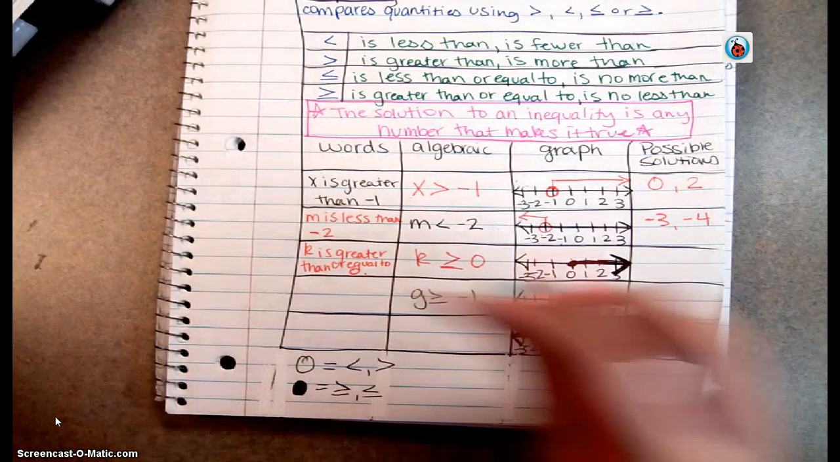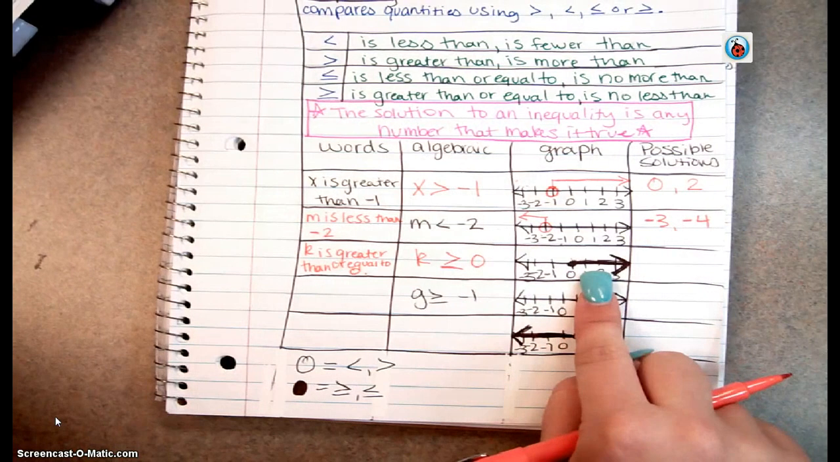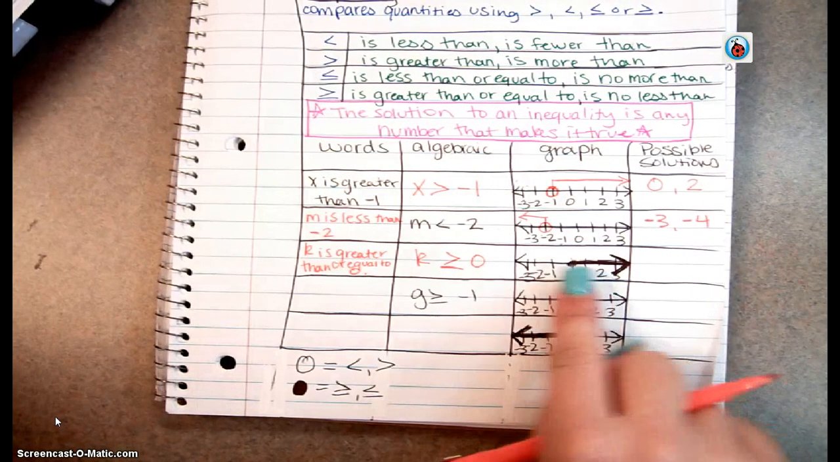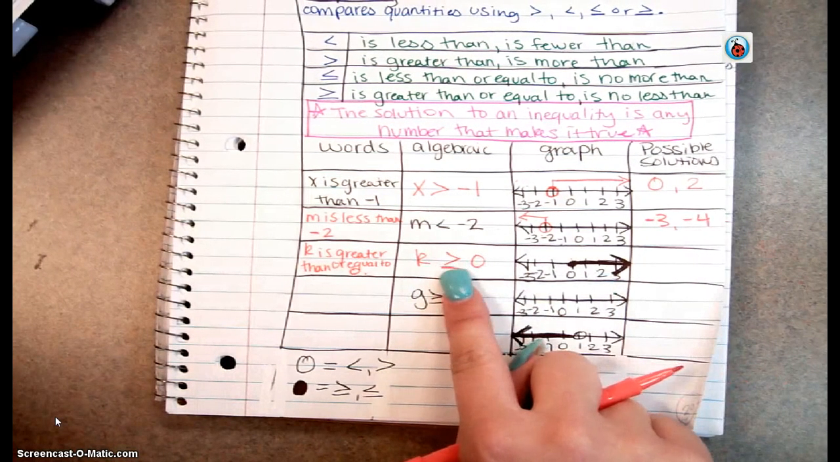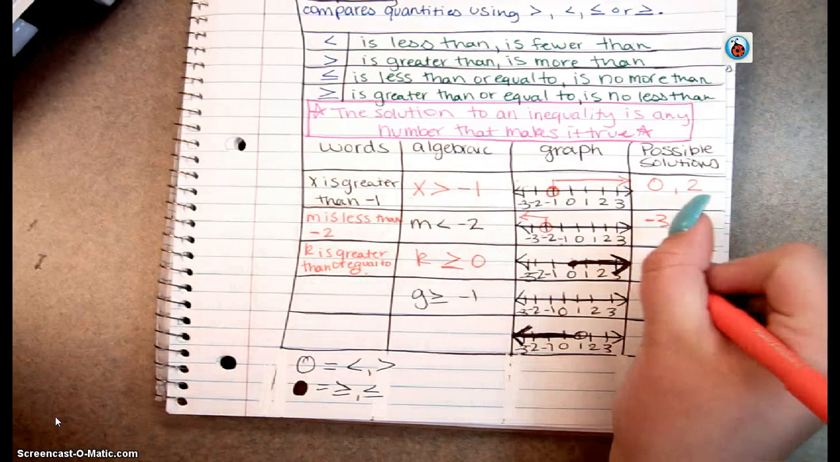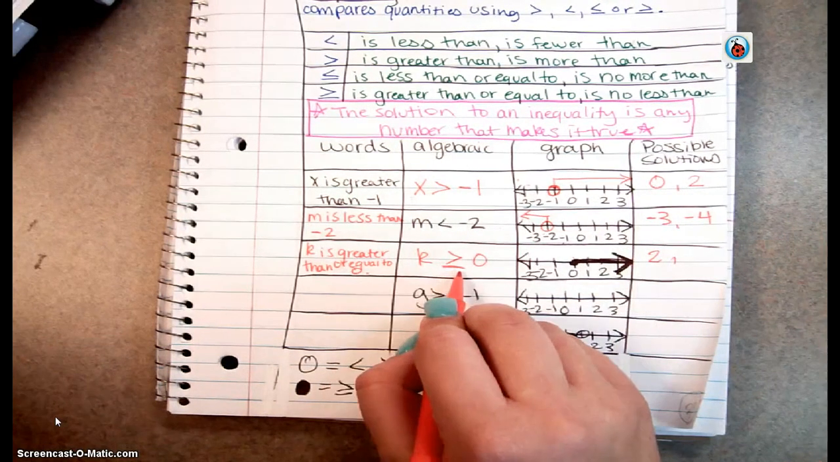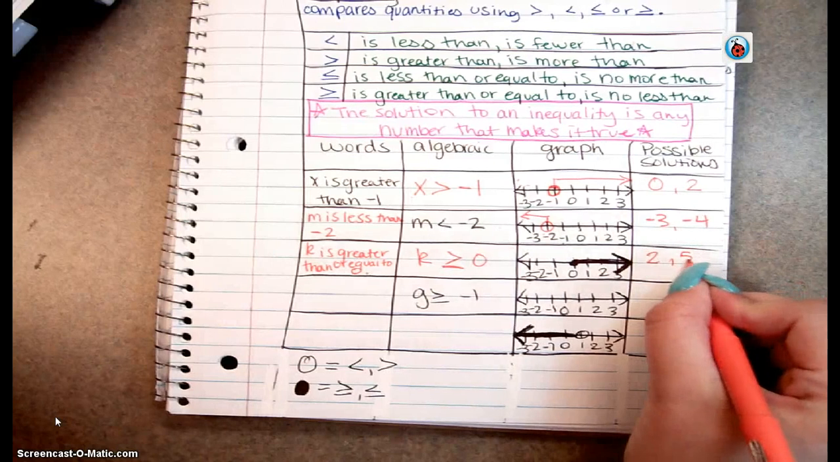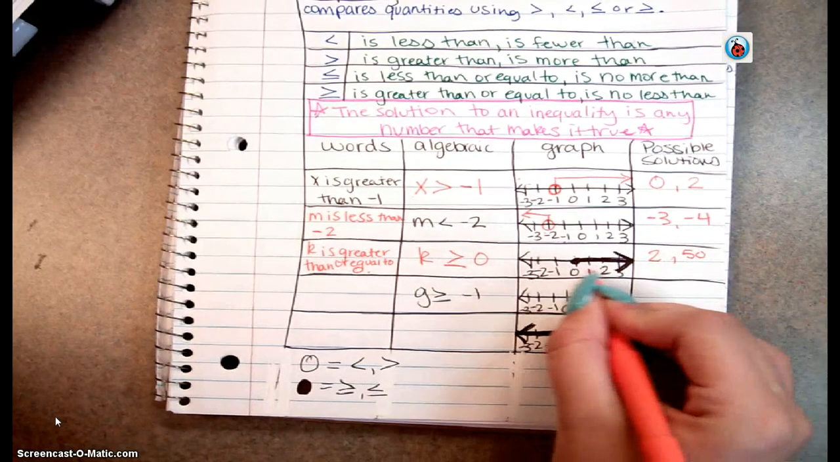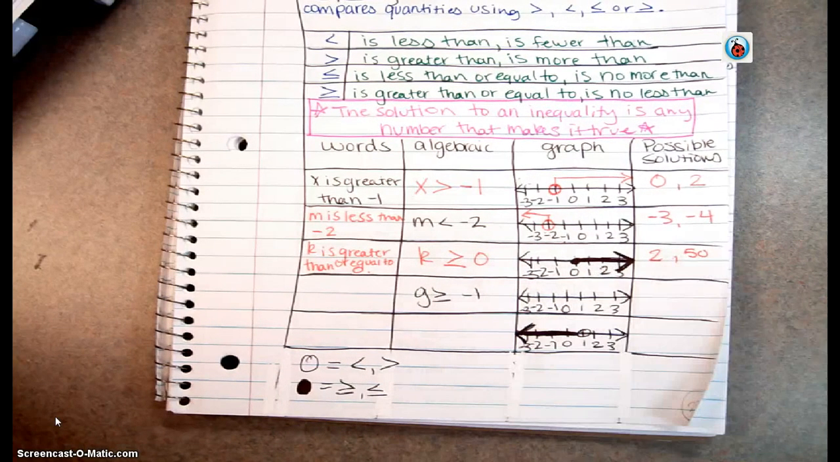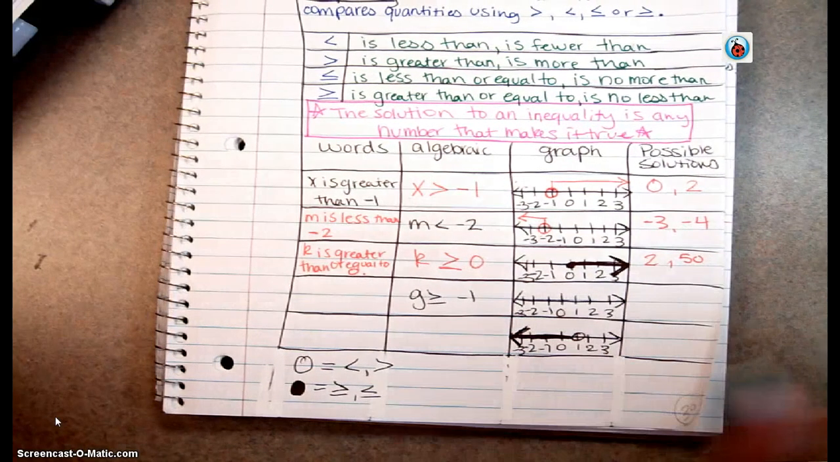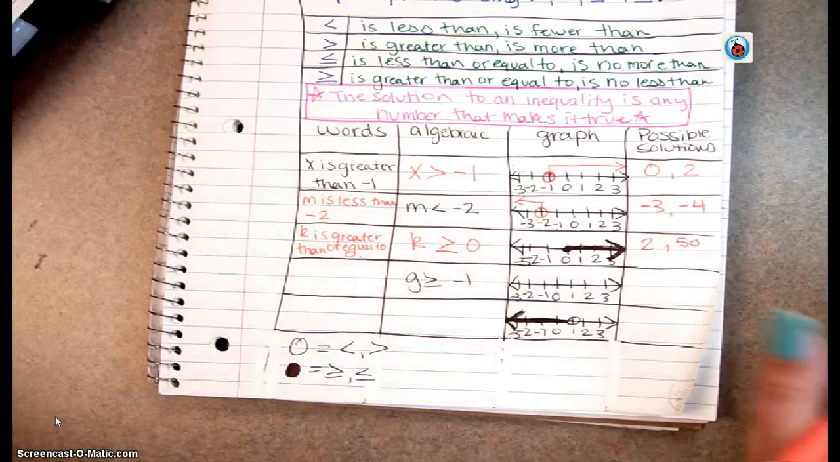So now possible solutions. Notice this one is shaded on the number line. So if I plug in 2, is 2 greater than or equal to 0? Yes. If I plug in 50, is 50 greater than or equal to 0? Yes. So remember, it's not just the number shown on the number line, it's any number to the right on the number line. All right, let's look at the next one.